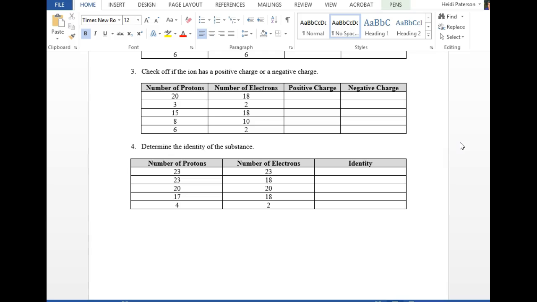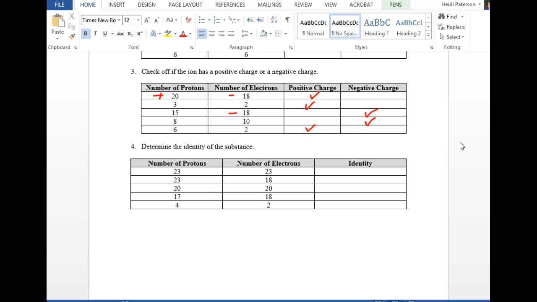In order to find out if something has a positive or a negative charge, you need to compare the number of protons and the number of electrons. If you have something with 20 positive charges and 18 negative charges, the substance is going to have a positive charge. 3 protons plus 2 electrons, that's positive. Here, there's more electrons. That automatically means it's a negative charge. Here, again, 10 electrons compared to 8 protons, that's going to be a negative charge. And finally, here we have a positive charge.